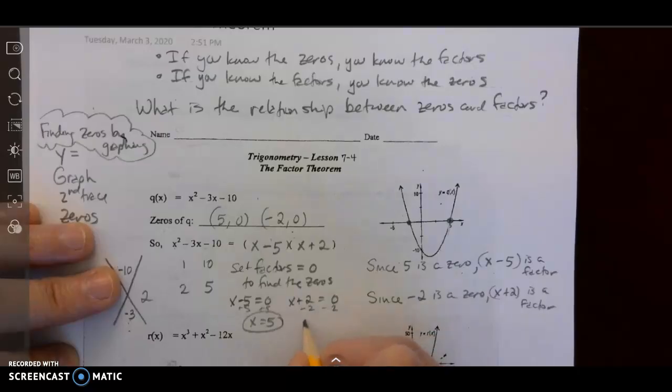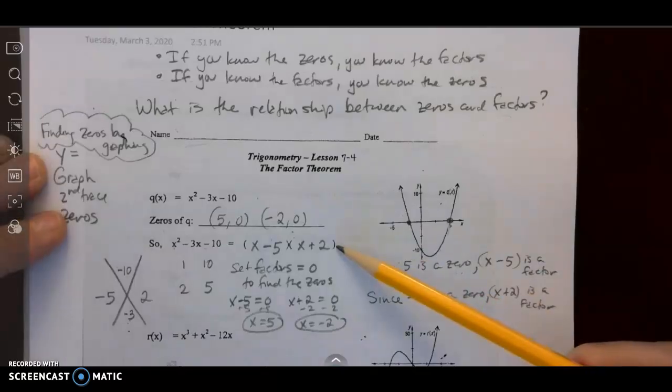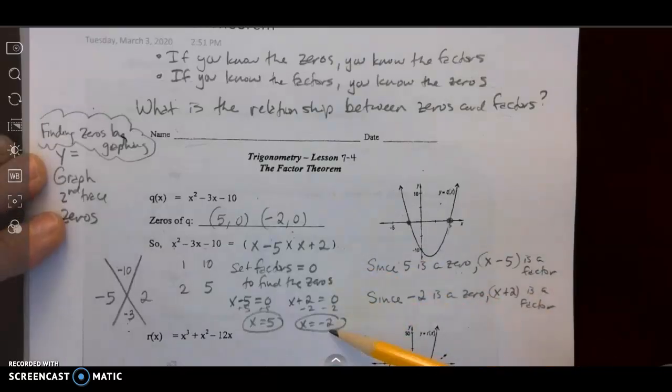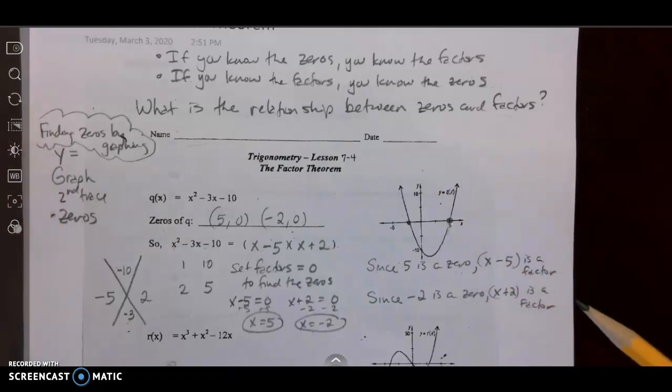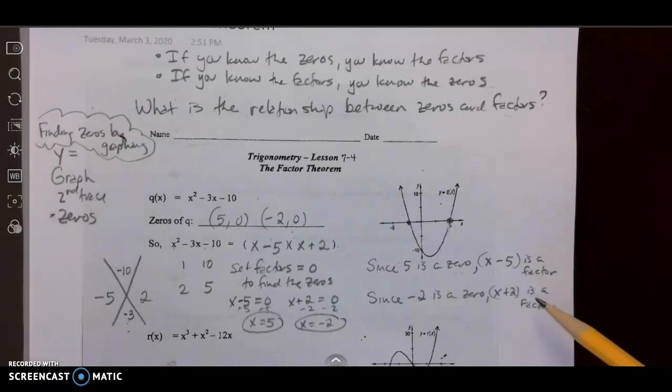Subtract 2. X equals negative 2. So if I know the factors, I can find the zeros. If I know the zeros, I can find the factors. That's a big thing you need to understand, and hopefully you already do. This is something you've done before, but we're just reviewing it because it's going to come into play with what we've been doing, and you're going to see that when we get to the second page of notes.